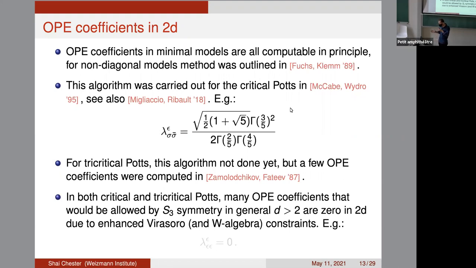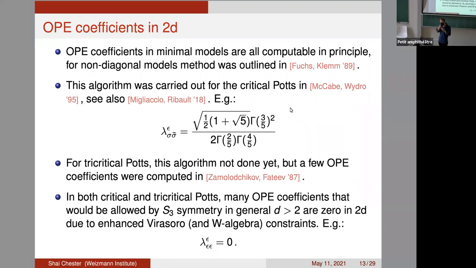Now, one more fact to say about OPE coefficients is that in both the critical and tricritical Potts CFTs, there are many OPE coefficients that would be allowed by S3 symmetry in general D bigger than 2, but are 0 in 2D because of the enhanced Virasoro or W algebra constraints. A classic example is the fact that lambda epsilon epsilon epsilon is 0. This is true for pretty much every minimal model, but it is only true in 2D. For instance, if you look at the Ising model in 3D, then lambda epsilon epsilon epsilon is non-zero. It just happens to be 0 in 2D.